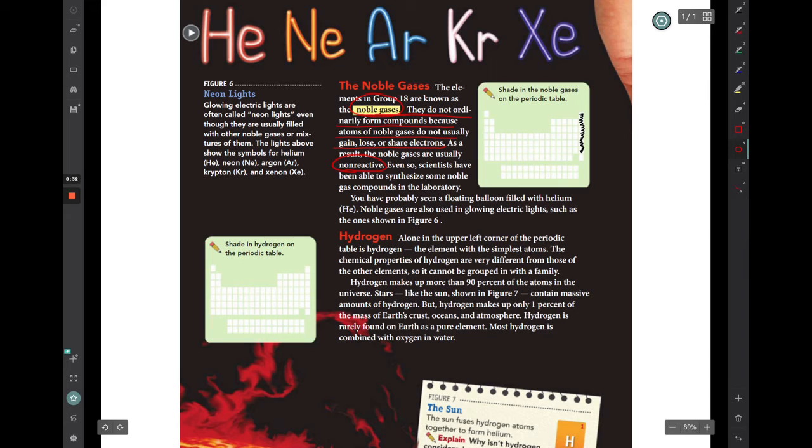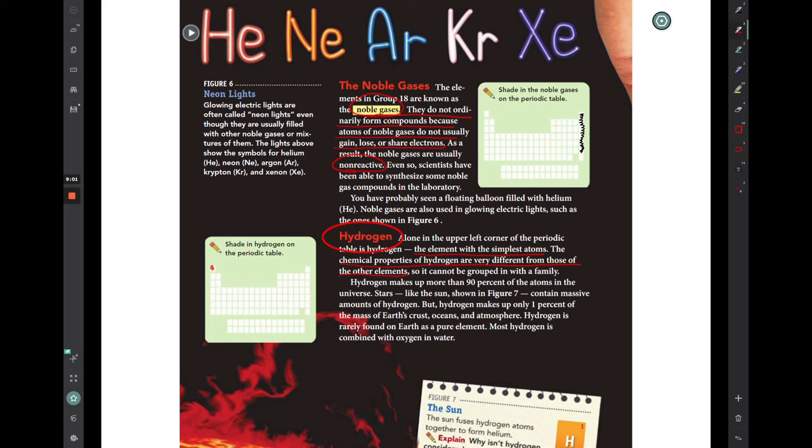And then lastly, we want to mention hydrogen, because it's just this little character that's over all by itself in the upper left-hand corner of our periodic table. It's sort of the simplest atom, and its chemical properties are very different from those of any of the other elements. So it can't really be grouped into any family.